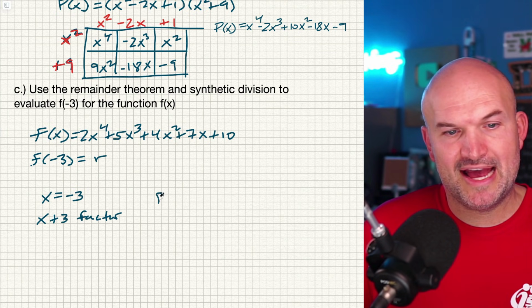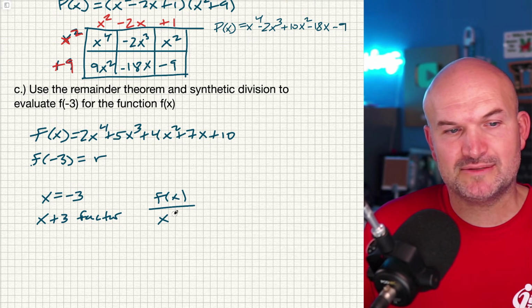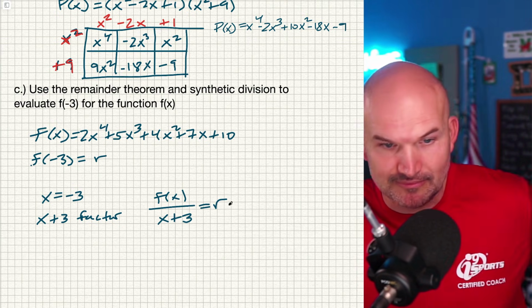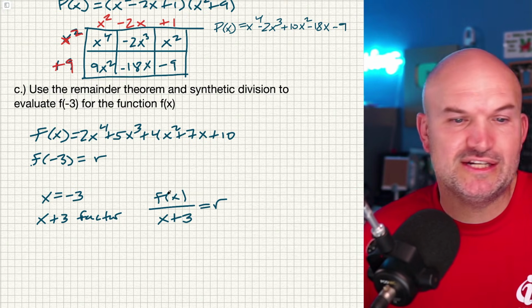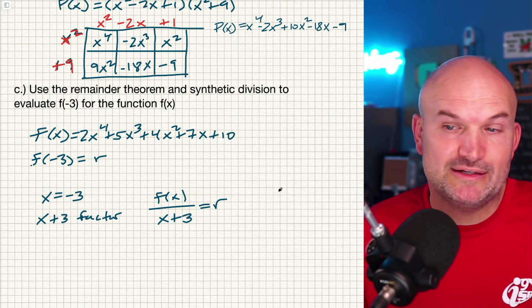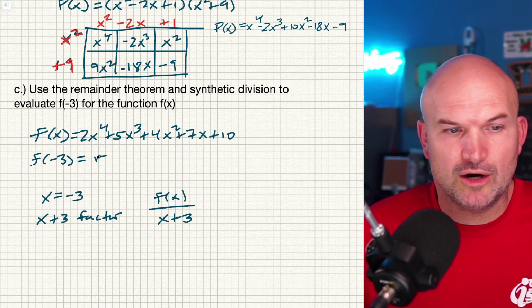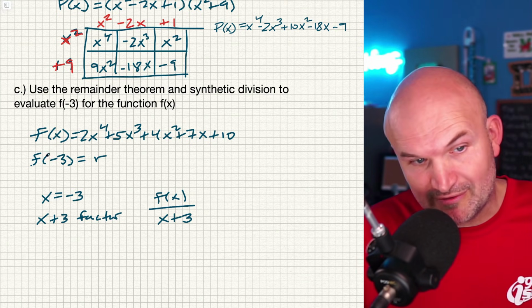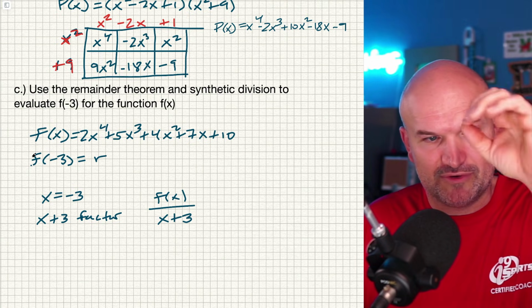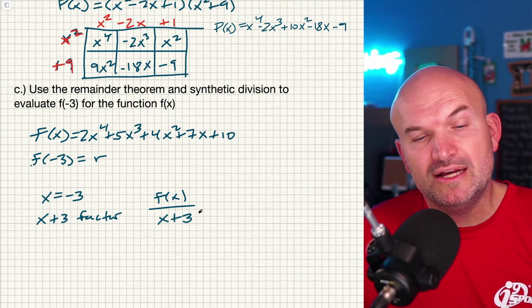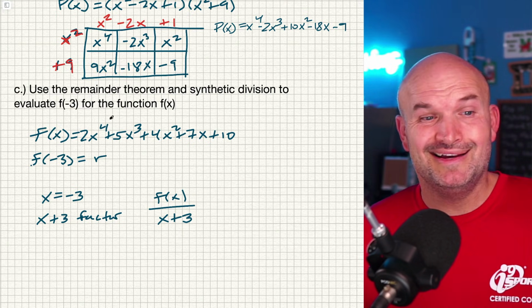So when I take my f of x and I divide it by x plus 3, that's going to give me whatever my remainder is going to be. Or when I take x plus 3 and divide into f of x, R would equal the remainder. But when I plug f of -3 into that function, that's going to give me R, which represents the remainder if I were to apply division.